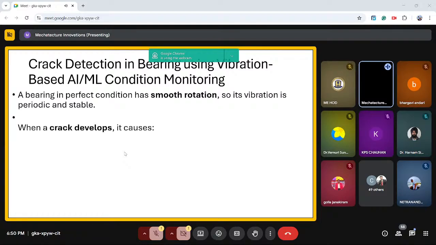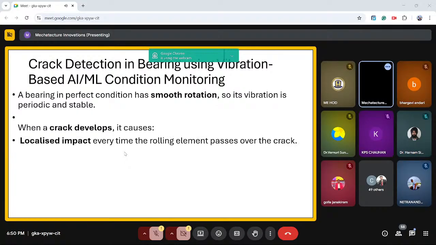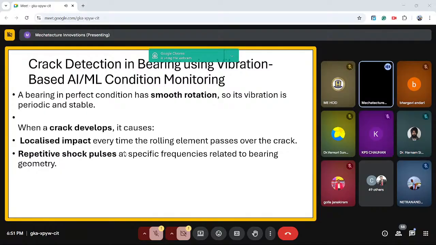But when a crack develops, the smoothness is disturbed. Due to that, there is a localized impact, and because it is cracked it also has a repetitive shock impulse, and that will give sidebands and harmonics. Don't worry right now about what sidebands and harmonics are. They are frequency domain parameters which will be evaluated from the frequency domain results.